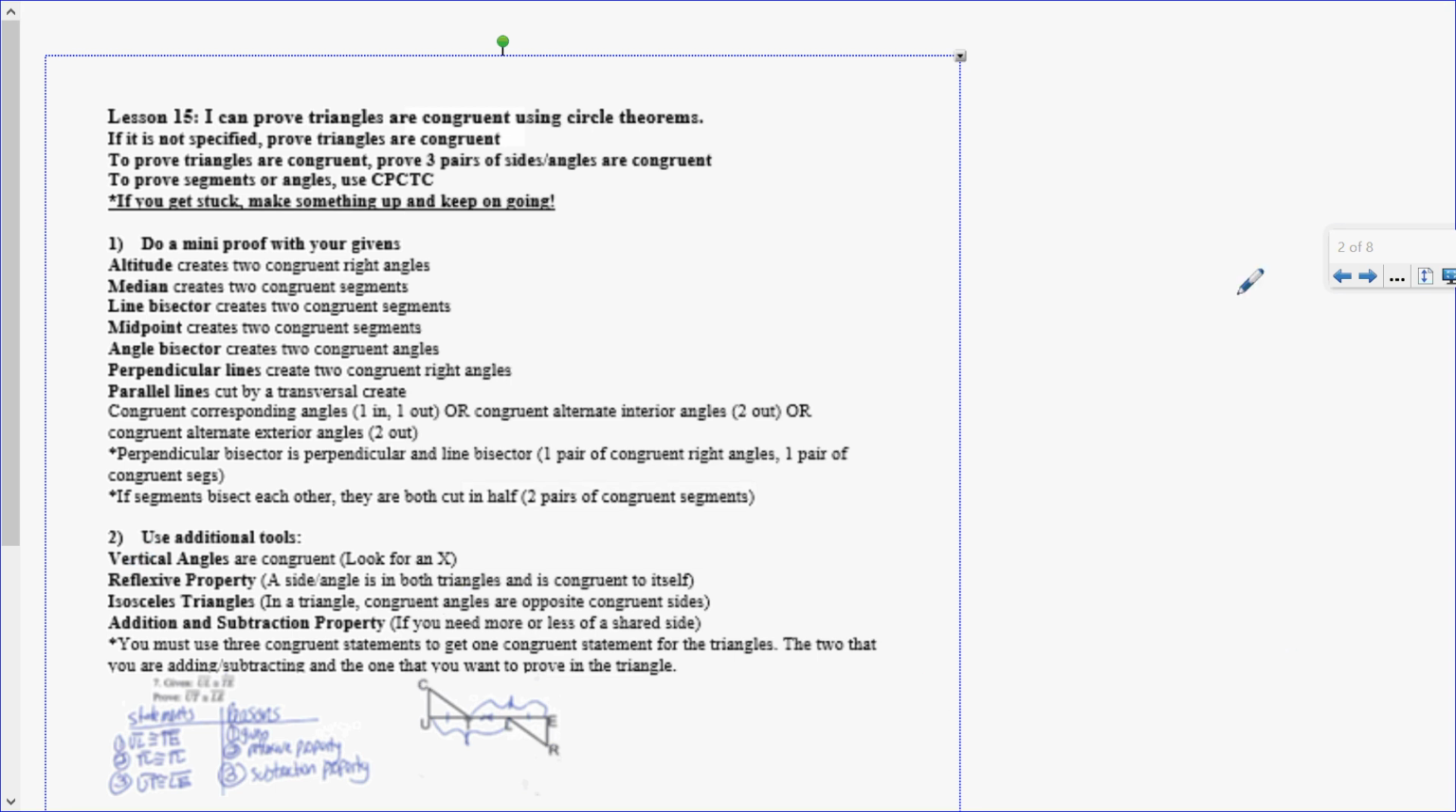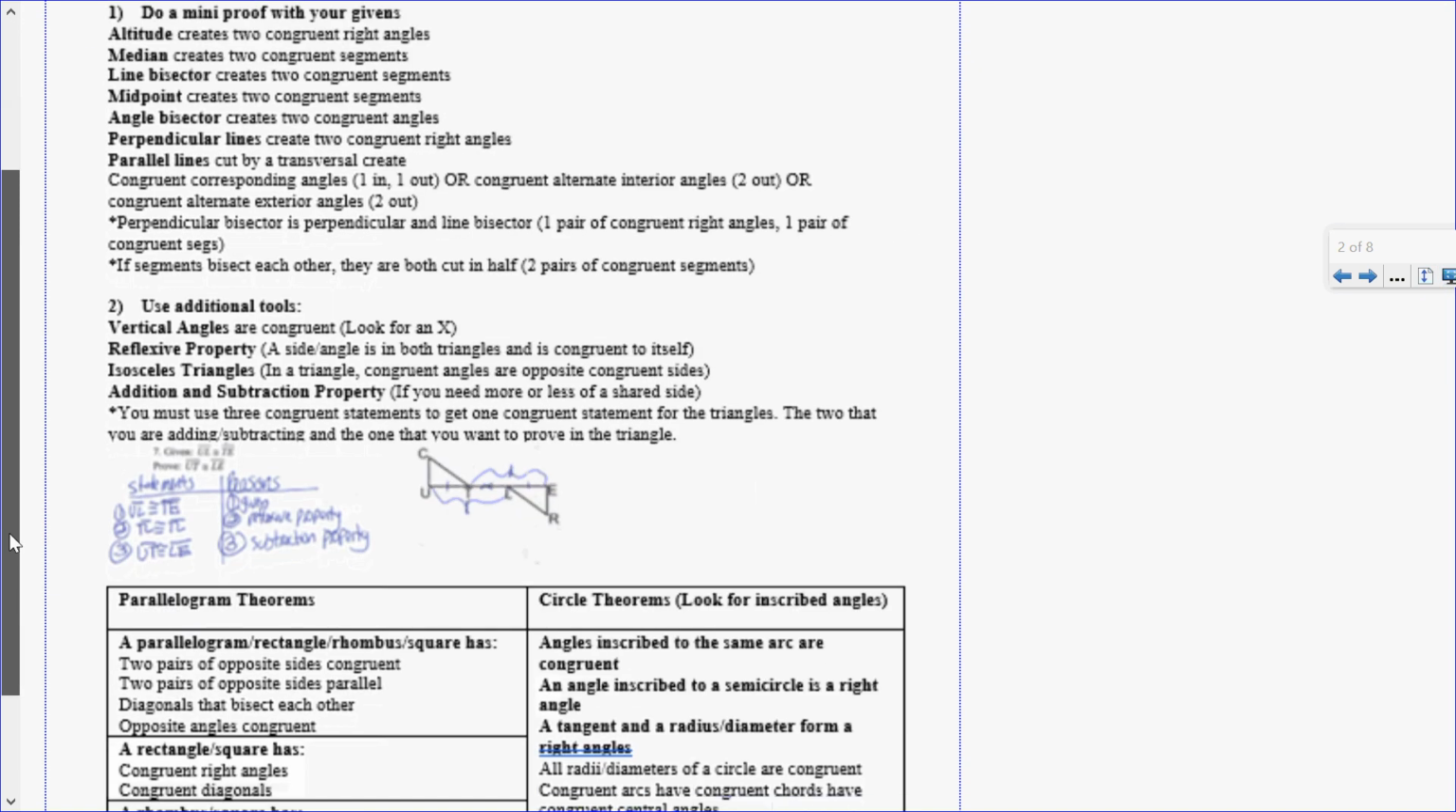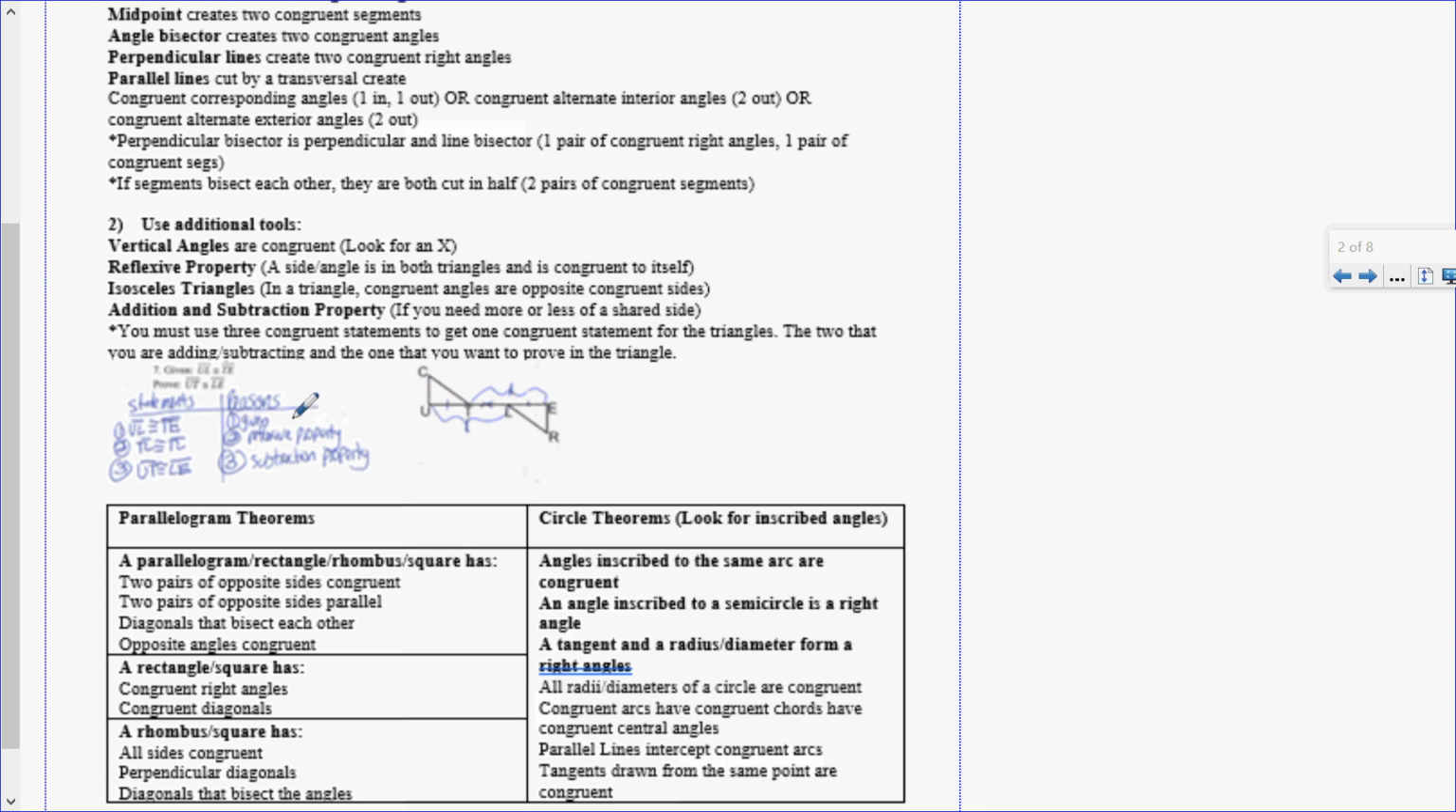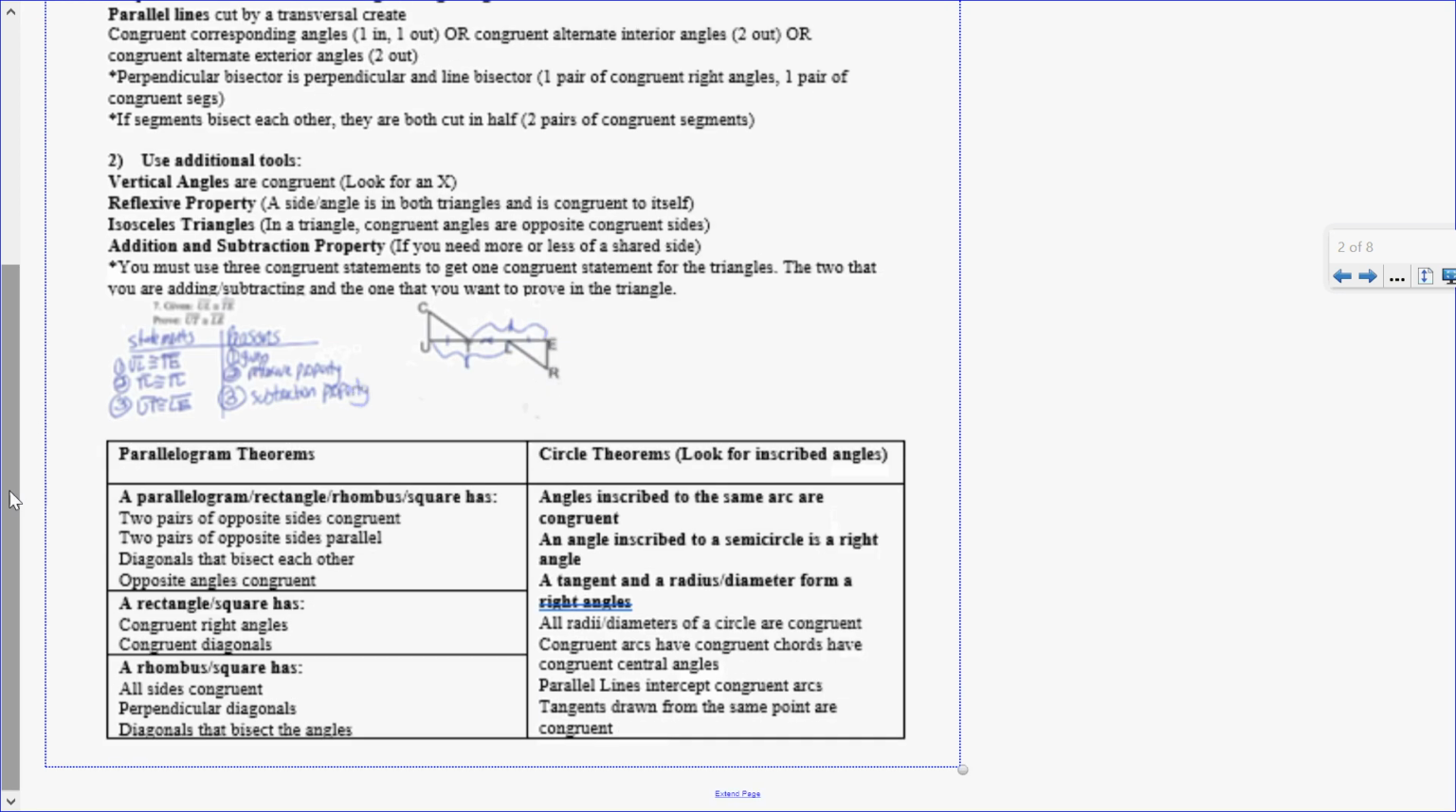And now, again, earlier in the year, we looked at parallelogram theorems. Here's just an example of addition or subtraction property. And now we're going to talk about circle theorems. So you see that there's a few of them that are bolded, and the rest are kind of just listed. The bolded are really the ones that you're responsible for. These are all true, but the main thing: angles inscribed to the same arc are congruent. Again, that's the rule we just talked about on Friday. Really important. It comes up a lot.